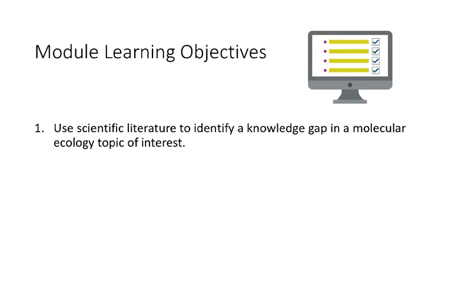So some of the objectives in this module, well, there's only one really. So what we'll be doing is using scientific literature to identify a knowledge gap in a molecular ecology topic of interest. So I'll walk us through a couple different types of literature we can use, and then of course we're in a molecular ecology class, and I really want this to be a topic of interest to you. I want it to be something that you personally are invested in and connected to. It'll make it a much more enjoyable project for you.